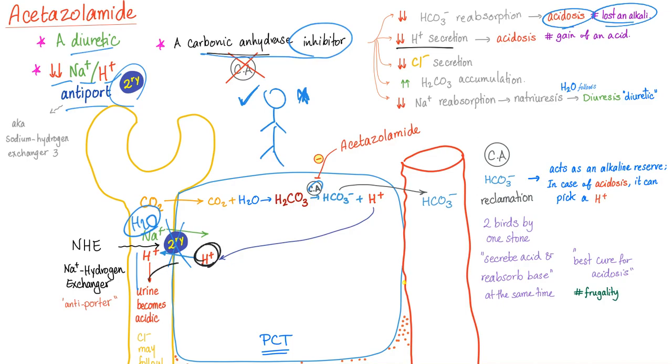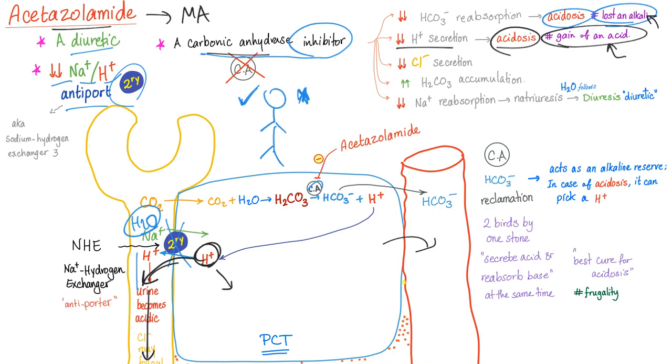Hydrogen ion, we used to get rid of this hydrogen ion in the urine. Oh, now it's going to stay in the cell and go into the blood and will end up with acidosis. So this is gain of an acid. Both loss of an alkali as well as gain of an acid. No wonder acetazolamide causes metabolic acidosis.